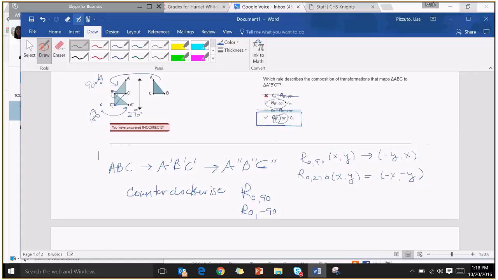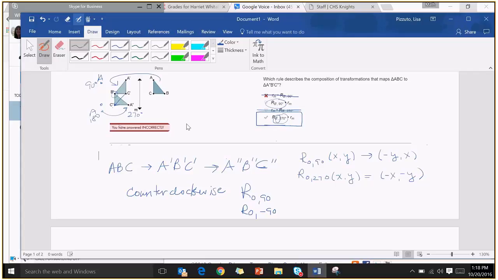So like, if something's rotating negative 90 degrees and something's rotating 270 degrees, those are the same. It'll be exactly the same. Perfect. That's awesome.